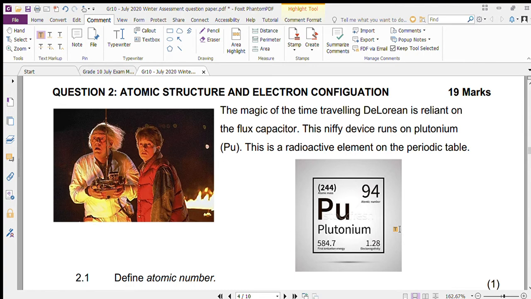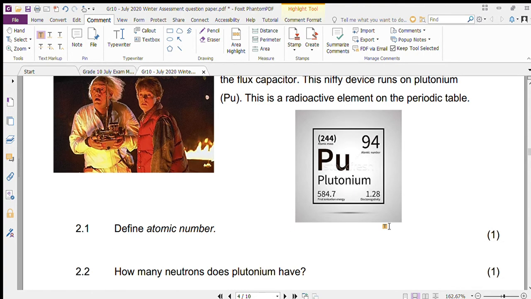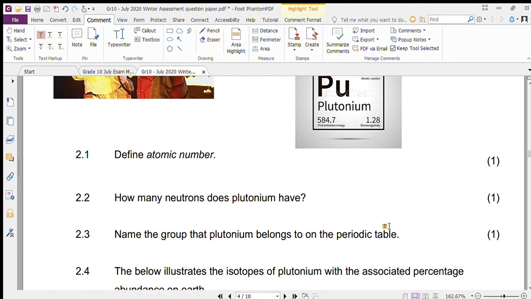Question 2.1 is asking you to define the atomic number. Now, like I've said before, these are bread and butter marks, and you need to give me all or nothing for this, okay? So I wanted to know it's the number of protons in the nucleus of an atom of that element, and if you didn't give me the full definition, you didn't get the mark.